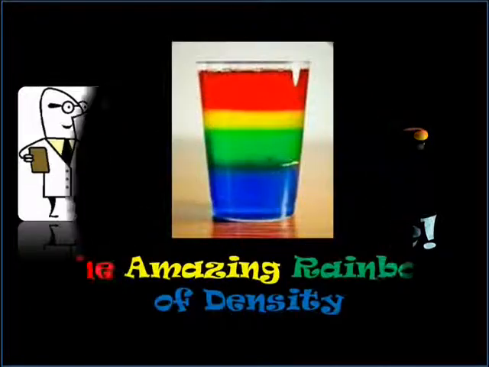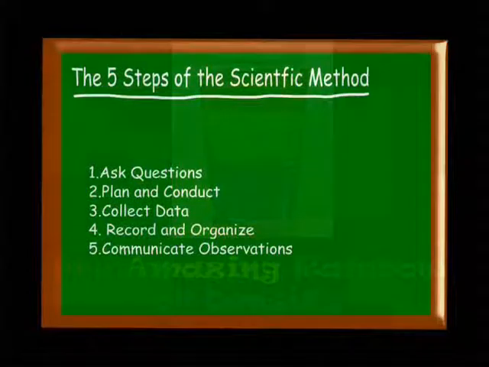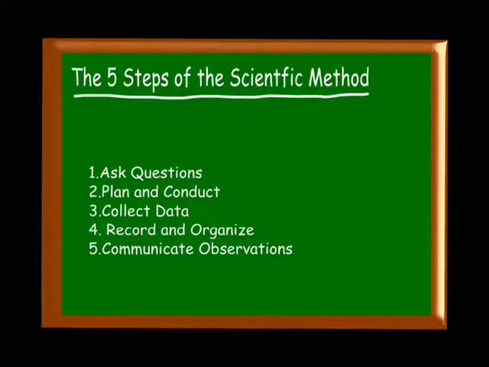Here are the steps for the scientific method we are going to be using to make the amazing rainbow of density. Number 1, ask questions. Number 2, plan and conduct an investigation. Number 3, collect data. Number 4, record and organize data. And number 5, communicate observations.